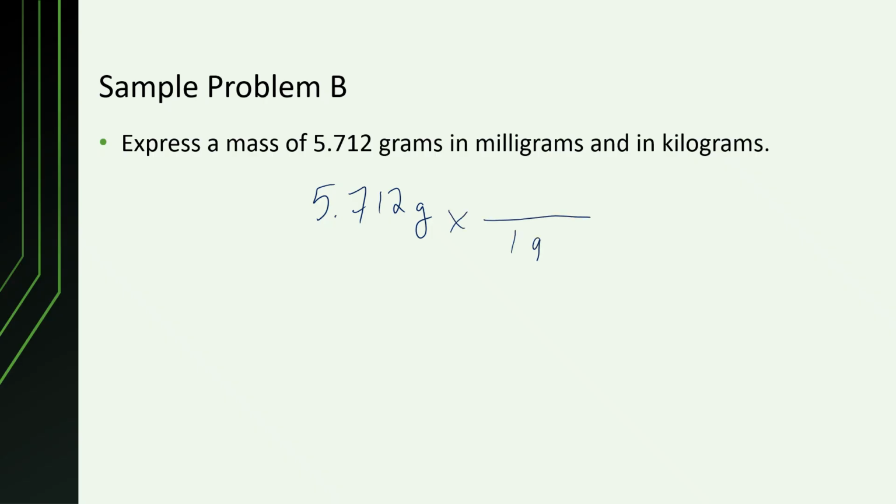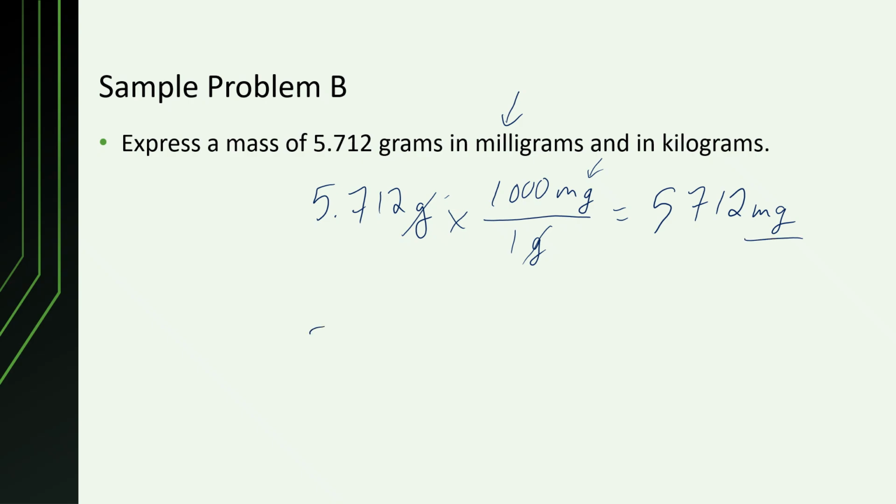So in 1 gram, there are 1,000 milligrams. Remember, milli is one of those prefixes that you need to know. It means 1/1000th. So a gram has 1,000 milligrams in it. And I put the grams in the bottom so they cancel. And so in that many grams, I have 5,712 milligrams. And whatever unit I didn't cancel is the unit in your answer.